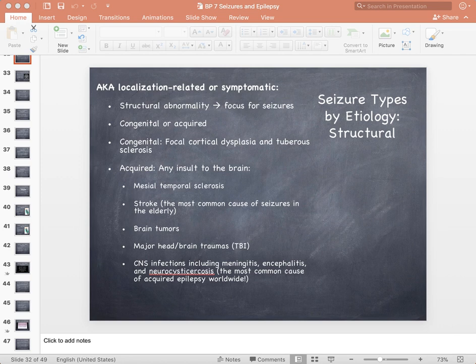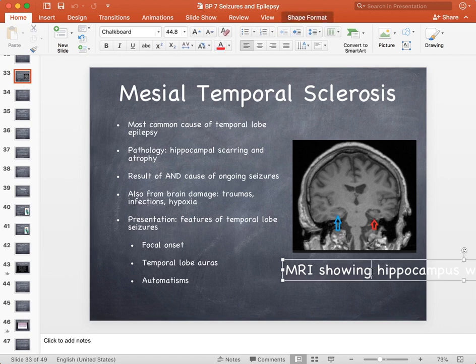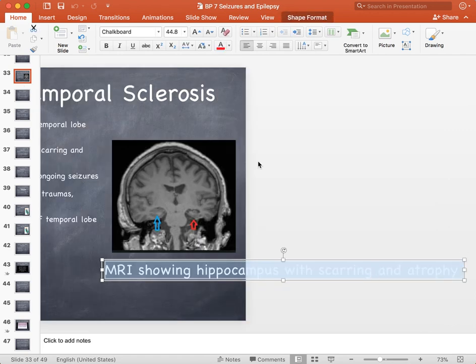Tumors can be especially irritative, brain tumors. And then any sort of major head or brain trauma, TBIs as we call them, can definitely produce seizures. And infections, a meningitis, encephalitis, something like HSV, herpes simplex virus, or when you look worldwide, neurocysticercosis is actually the most common cause of acquired epilepsy. Here is, just to speak a little bit more about mesial temporal sclerosis. This is the most common cause of temporal epilepsy.